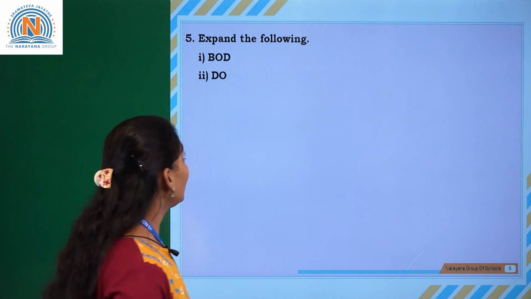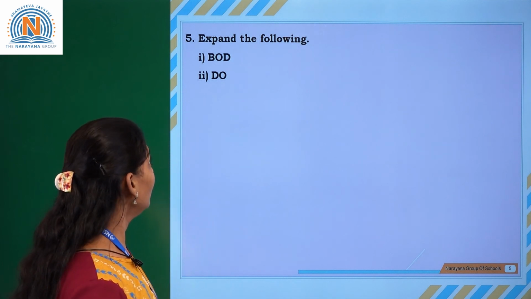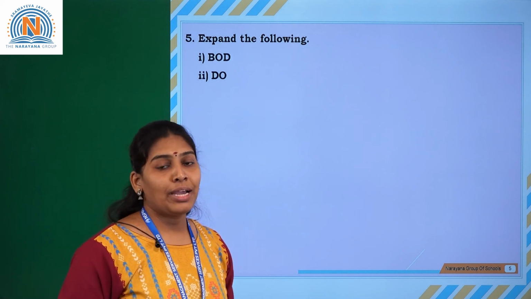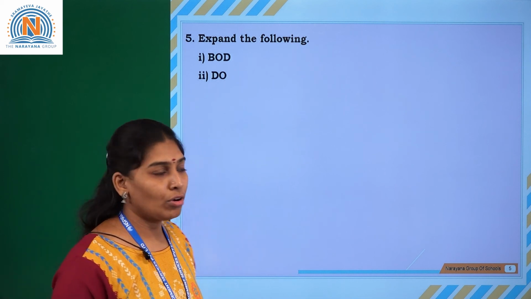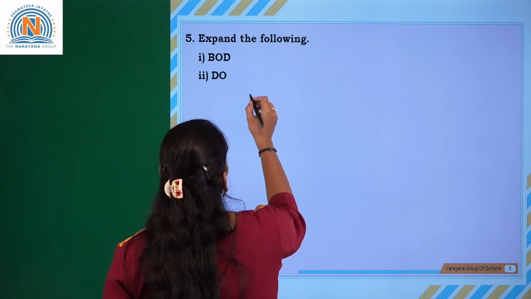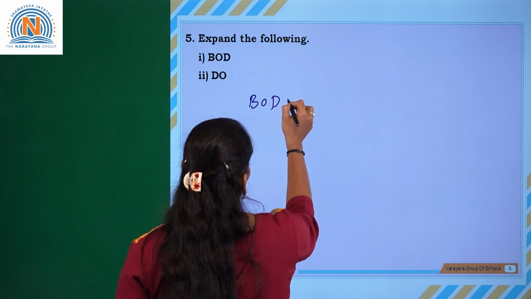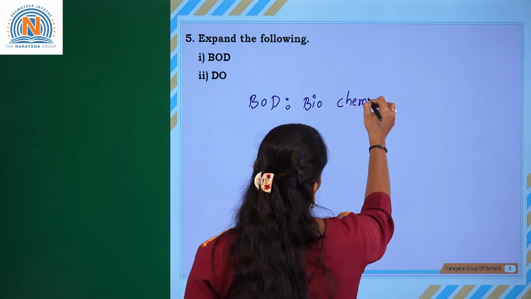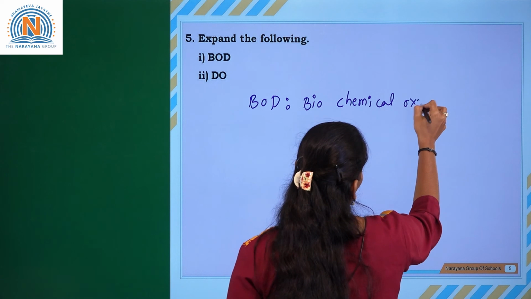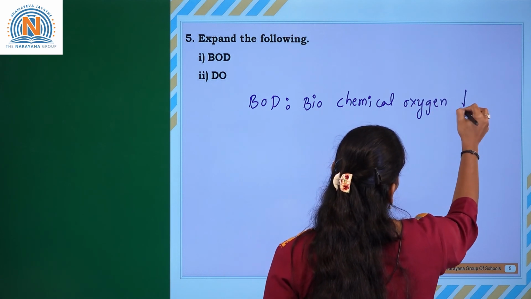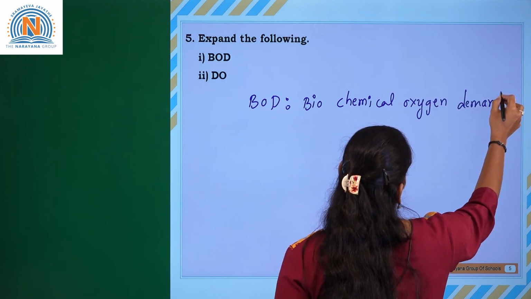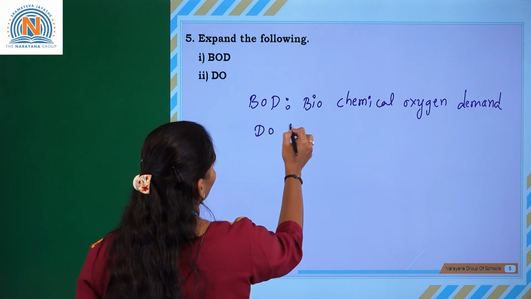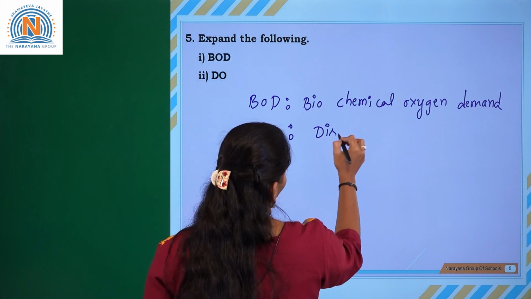The next question is, expand the following: BOD and DO. Biochemical oxygen demand is BOD, and DO is dissolved oxygen. We will write BOD, biochemical oxygen demand. Biological oxygen demand is also correct. DO is dissolved oxygen.